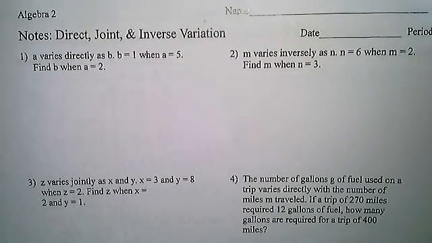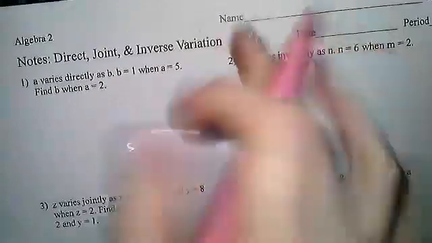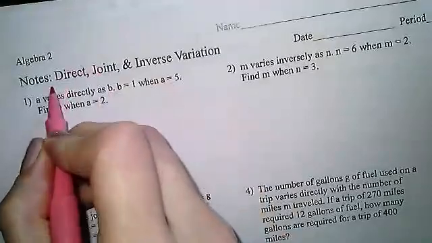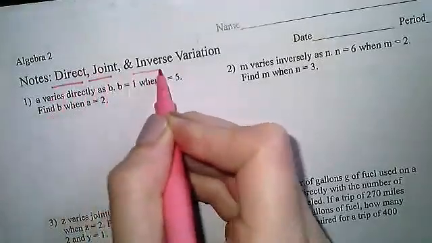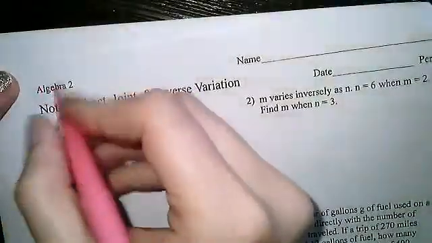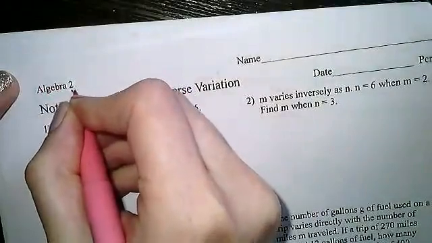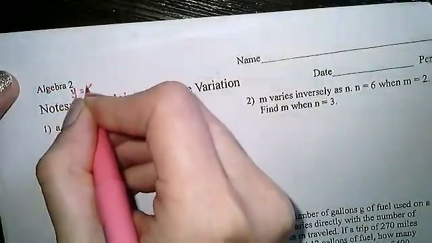So we're learning about direct, joint, and inverse variation, which is really just a relationship between two variables or two things that can change in your problem. So there are three types of variation. There's direct, there's joint, and there's inverse. Direct variation is y equals kx.